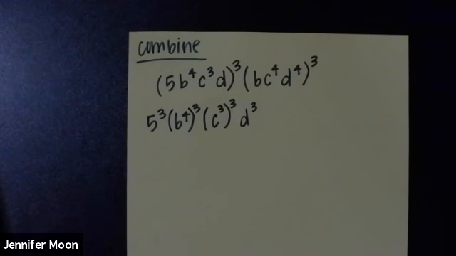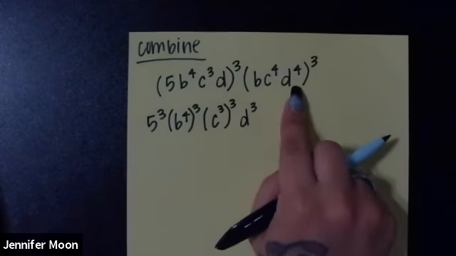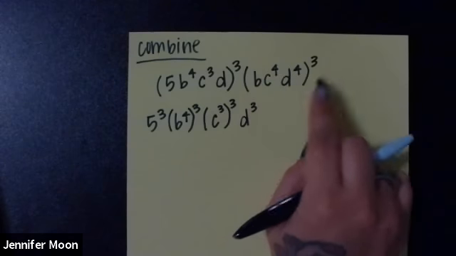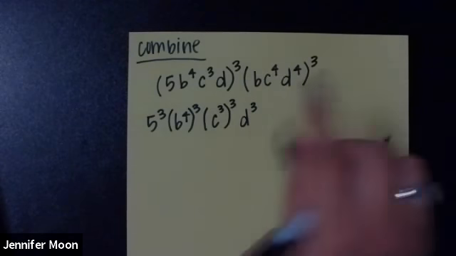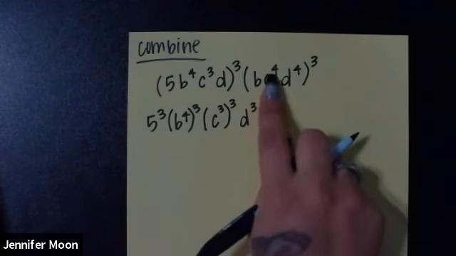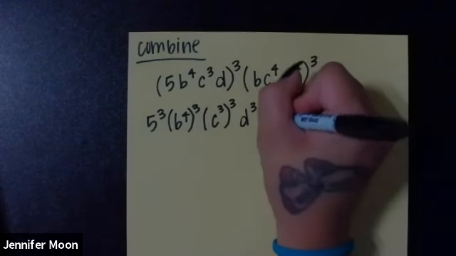So now let's look at the other parenthesis. Do you agree? All multiplication, everything can get raised to this power. So b, that doesn't have an exponent on it. I'm just going to write b cubed.